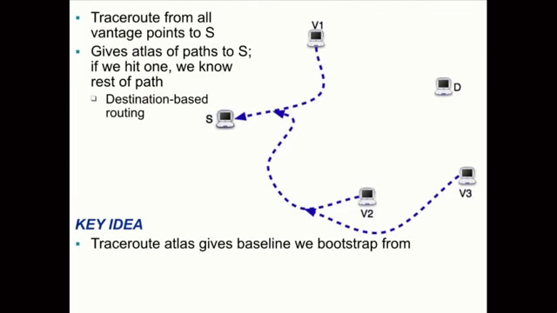But one of the sets of traceroutes we can issue are the traceroutes from all of our vantage points back to the source. And we're going to use these as a baseline that we can basically build off of. So the key idea that we're going to use is that internet routing is generally destination-based.